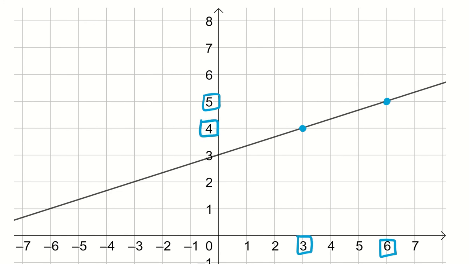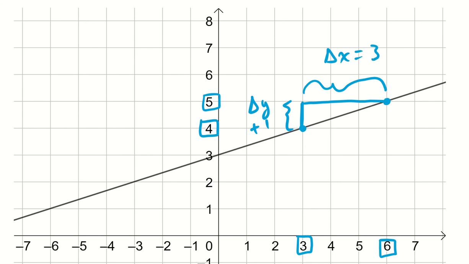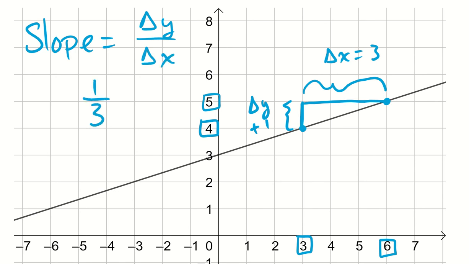In this case, it looks like my y's are increasing by 1 unit. So I can say my delta y is going up by 1 unit. And then my x values look like they're increasing 1, 2, 3 units. So I could say delta x is 3 units. And again, because the slope ratio is equal to the change in y divided by the change in x, we would say here our slope is 1/3.